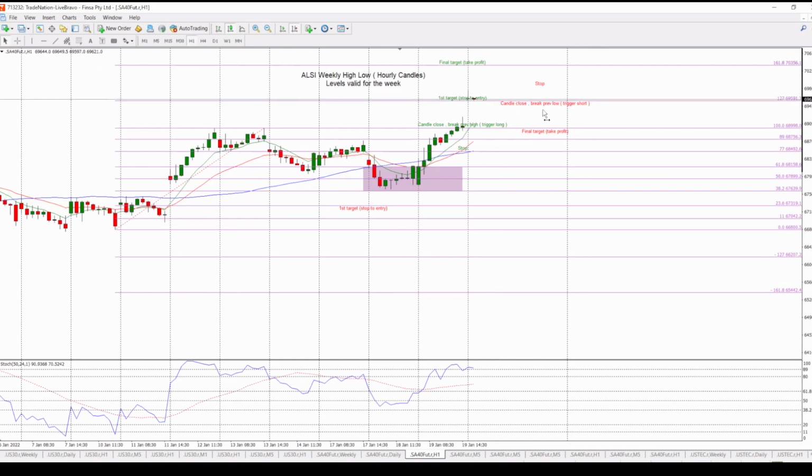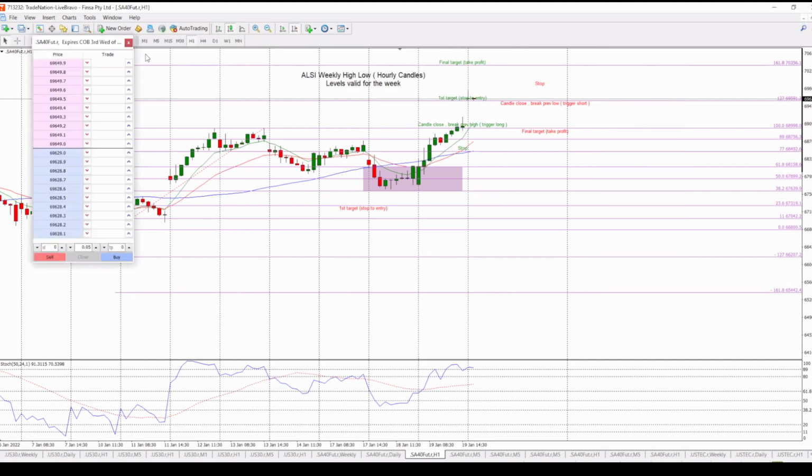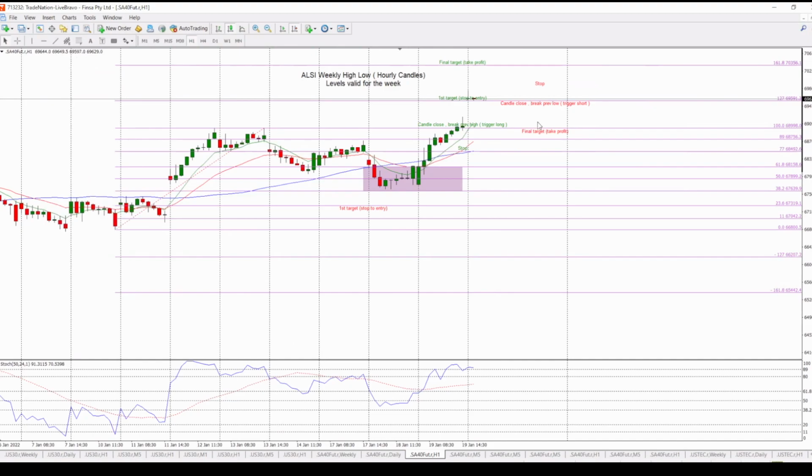But now we have got an hourly candle close above that level, so next trigger short is a candle close below the minus 127, break previous candle low, and we would be aiming for this 100 level. Currently trend is up, 8 above 21 above the 50. Stochastic and signal line both trading above the 61.8. So everything is indicating that trend is still up, but let's just see if we do get the candle close below the minus 127 for the trigger short.